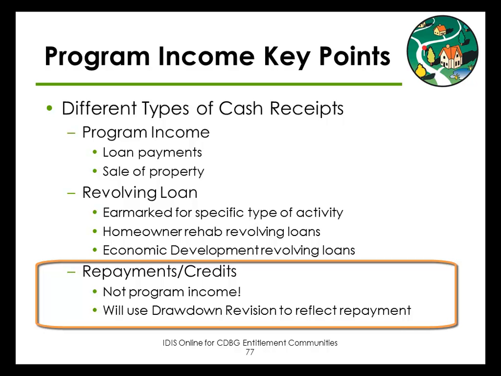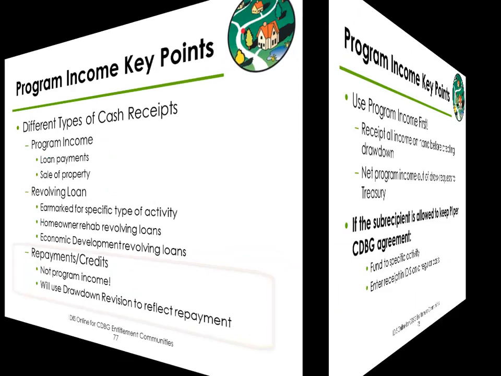In IDIS, repayments are handled differently than program income. With program income, you create a receipt, fund an activity, and then create a new drawdown. With repayments, you typically need to revise the drawdown that originally drew the money. In this module, we will focus on program income and revolving loans. If you need to process a repayment, work with your local CPD representative and the IDIS Technical Assistance Unit.